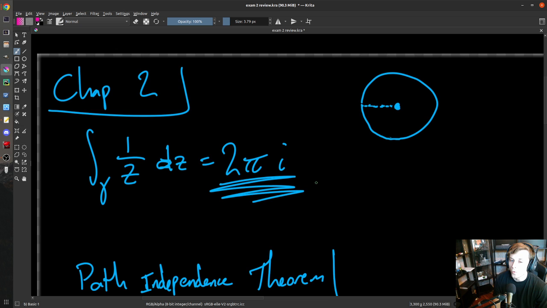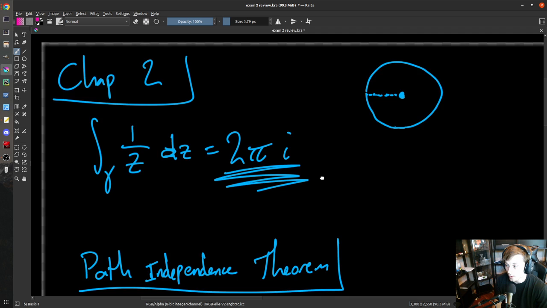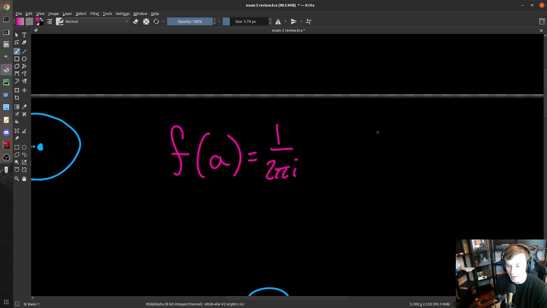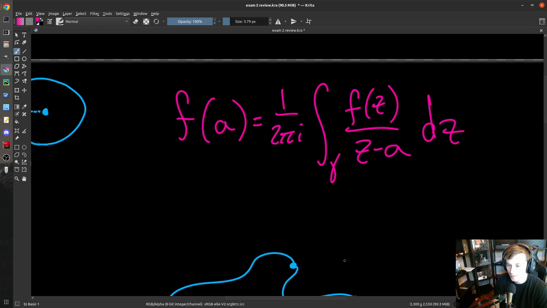So we had all of this nice stuff with Cauchy's theorem. We had the Cauchy integral formula, which told us that if you combine it with the generalized deformation theorem in a nice way, here's what we got: f of a was 1 over 2 pi i times the integral around a curve enclosing something of f of z over z minus a dz, right? This business, you remember that?